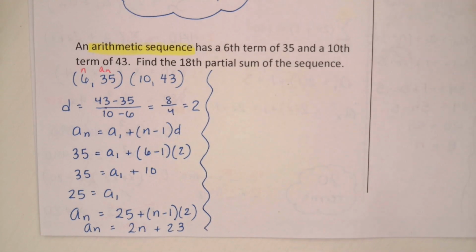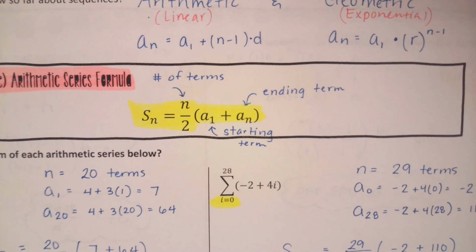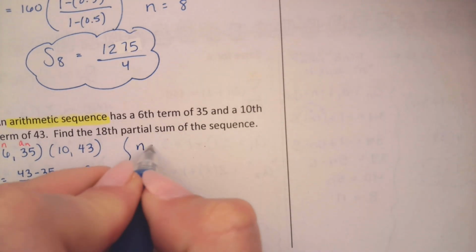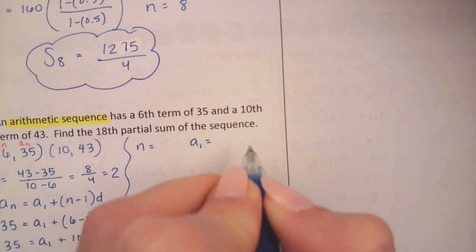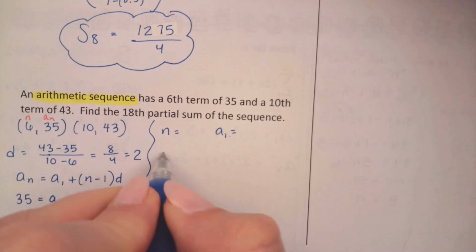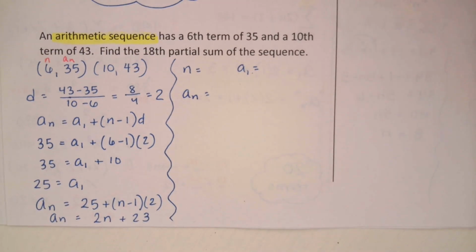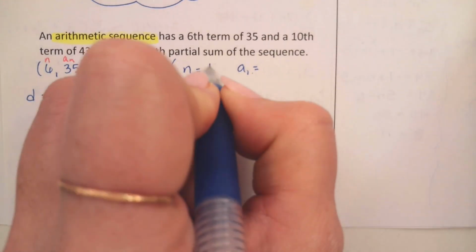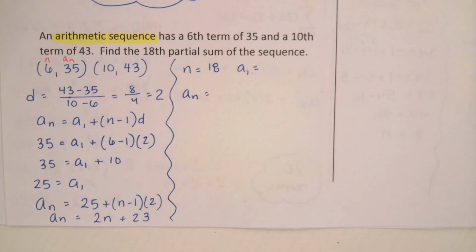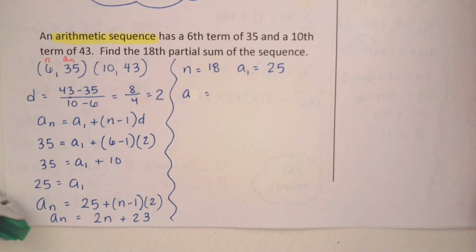Okay. So going back and thinking about our arithmetic sum formula, we're going to need the number of terms, the starting term, and the ending term. What's the number of terms? 18, because they're asking for the 18th partial sum. Good. Our A1, we actually already found it. What was the A1? 25. Good. And then our AN, which would technically be our A18, how are we going to find it?